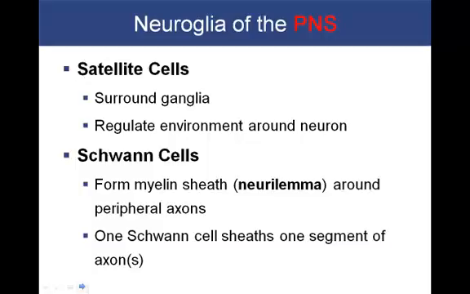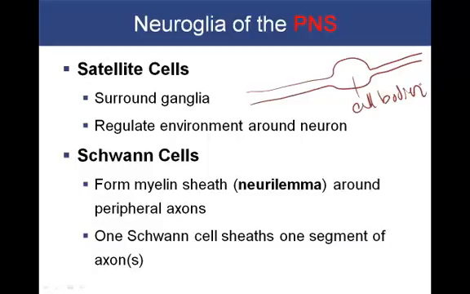As we move into the peripheral nervous system, we have two types of neuroglia. We have the satellite cells and the Schwann cells. Satellite cells are associated with the ganglia. And if you remember, within the peripheral nervous system, I talked about ganglia, these little expanded pouches along a nerve. And this is where the cell bodies of many neurons are found.